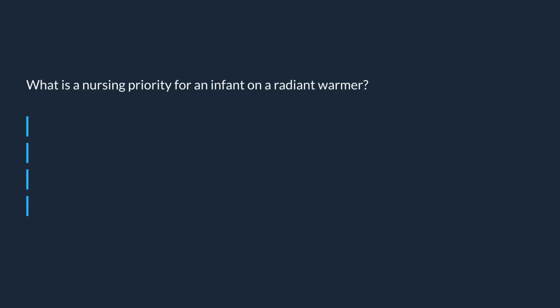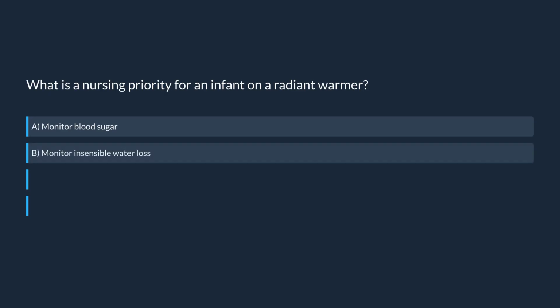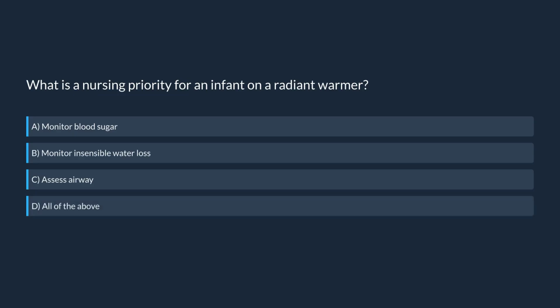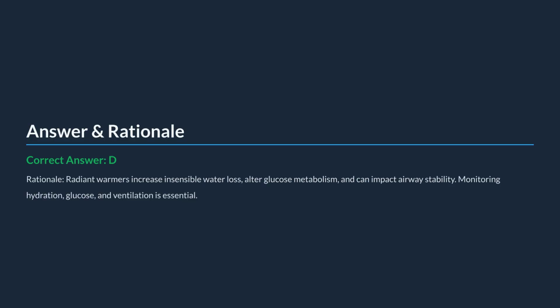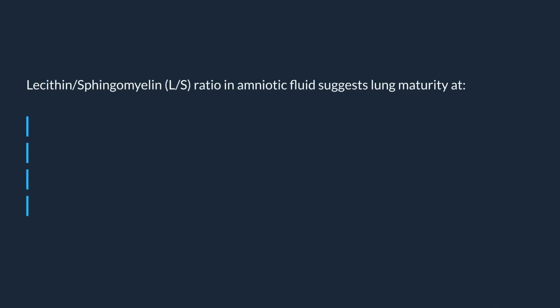What is a nursing priority for an infant on a radiant warmer? A. Monitor blood sugar. B. Monitor insensible water loss. C. Assess airway. Or D. All of the above. The correct answer is D. Radiant warmers increase insensible water loss, alter glucose metabolism, and can impact airway stability. Monitoring all three factors is essential.